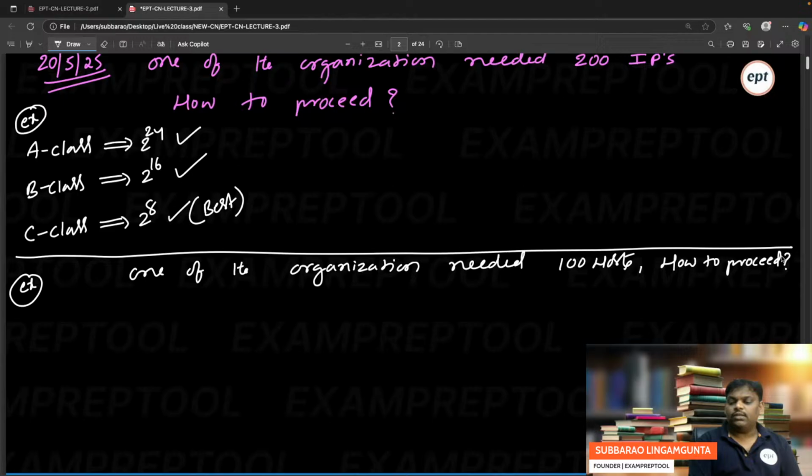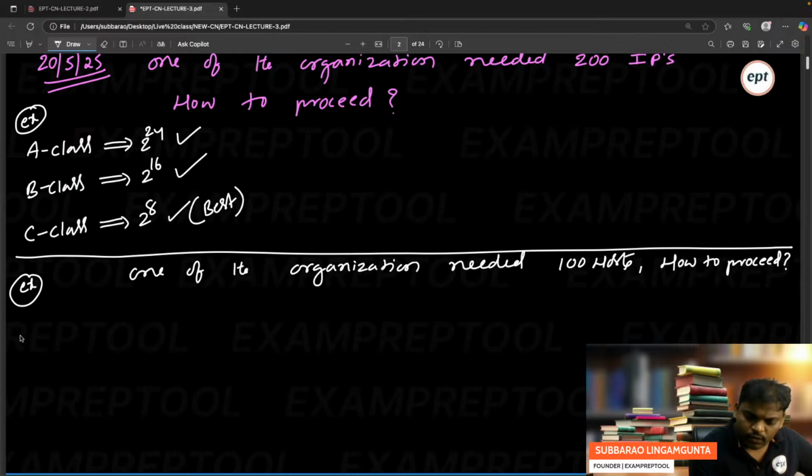One of the organization needed 100 hosts. How to proceed? If you observe clearly, let's see this one.